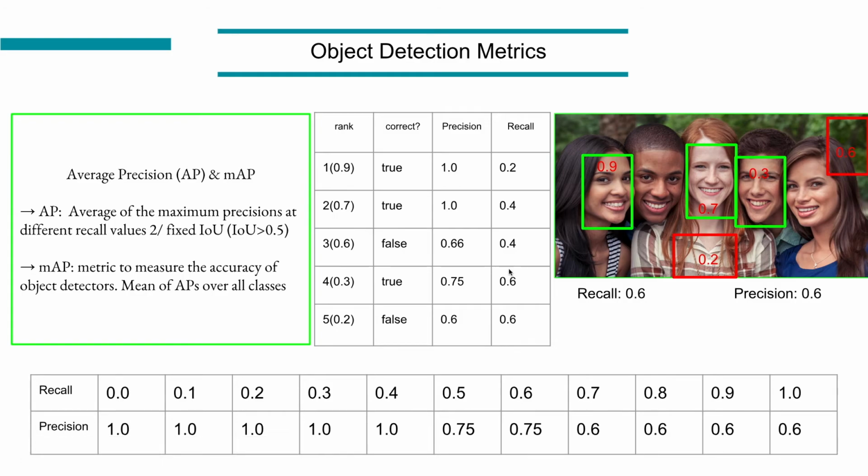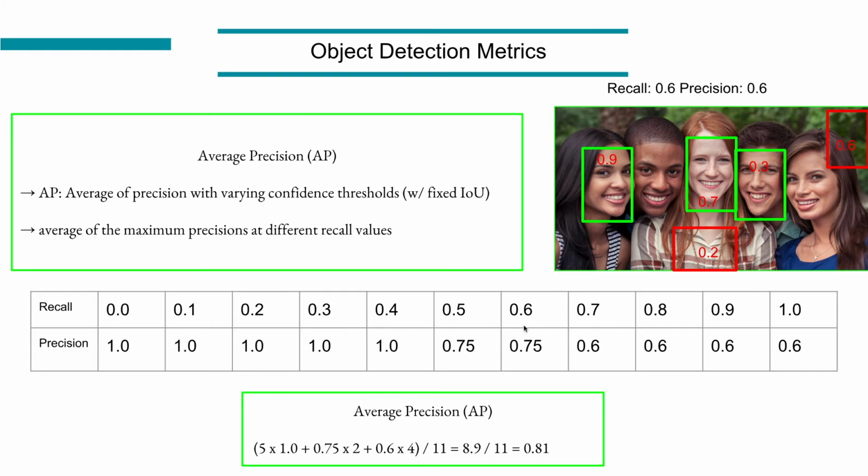So yeah, it's a bit complicated, but it's the maximum precision at each recall. So here the maximum precision is 0.75. That's why 0.75, 0.75, and the others are 0.6 for recalls 0.6, 0.7, 0.8, 0.9. Okay. So our average precision is 0.81.